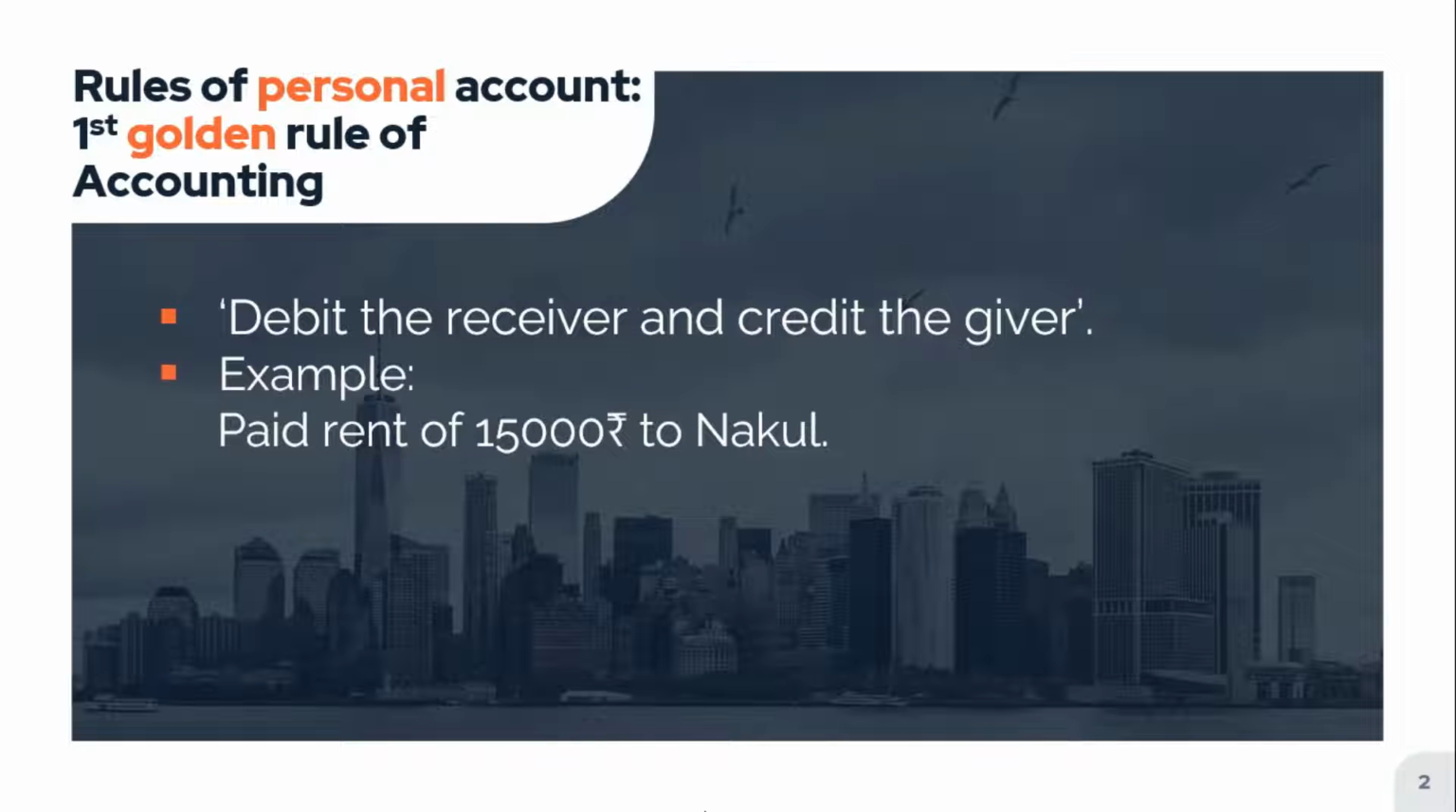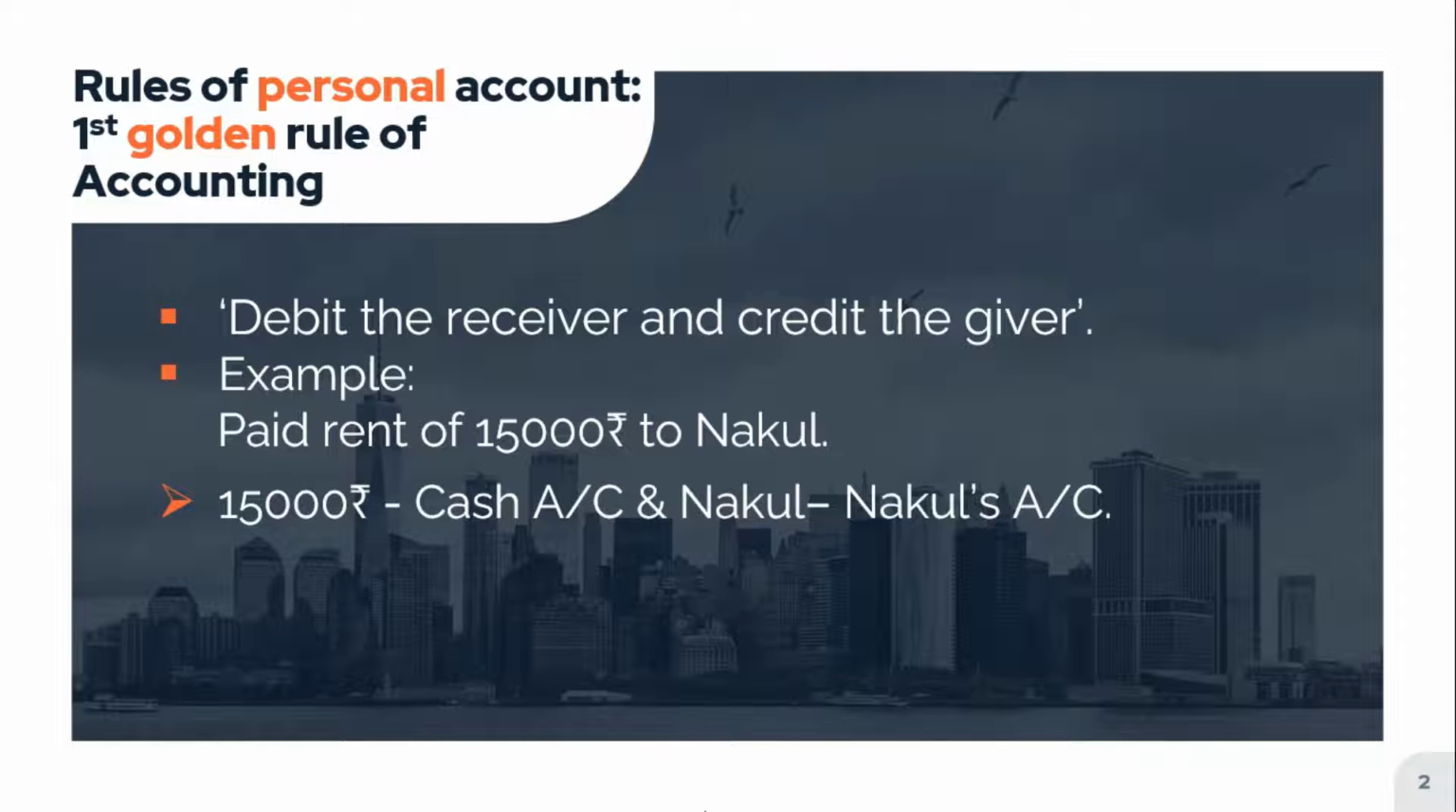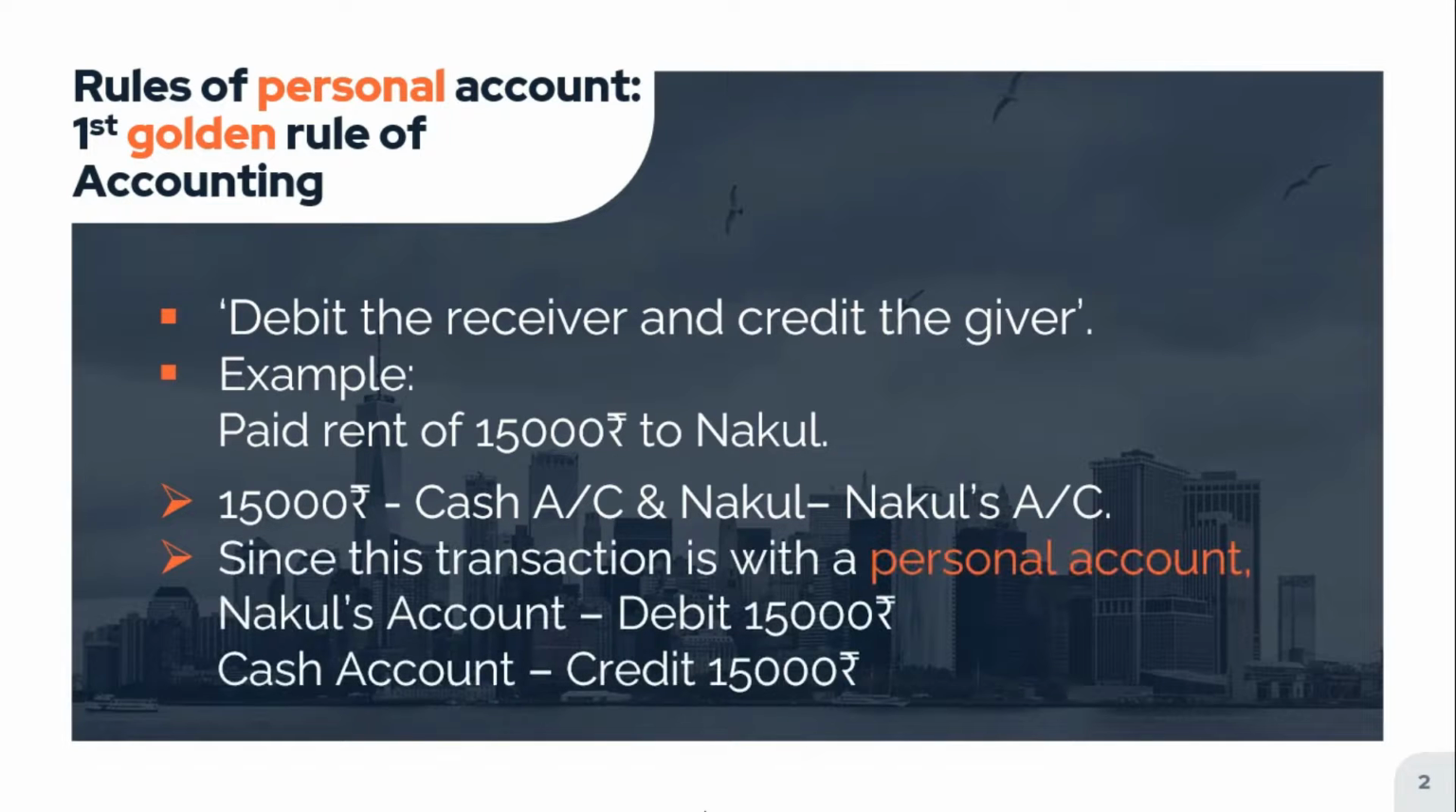For example, you paid rent of rupees 15,000 to Nakul. So Nakul is an individual over here and he will come under personal account. In your books, you will pay rupees 15,000 from your cash account and you will pay it to Nakul's account. And since this transaction is with a personal account, you will debit the receiver and credit the giver, and hence you will debit rupees 15,000 to Nakul's account and credit rupees 15,000 to your cash account. Since Nakul is the receiver, you will debit 15,000 from his account, and since you are paying the money, you will credit 15,000 rupees to your cash account.